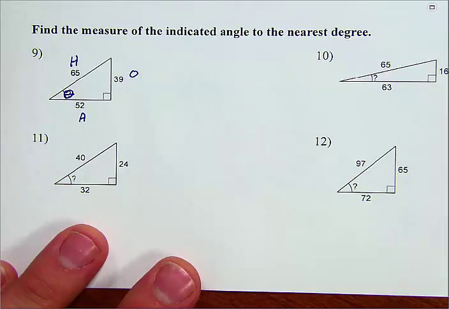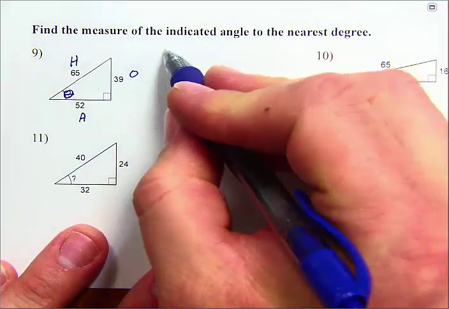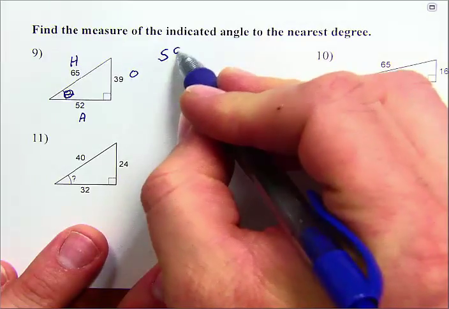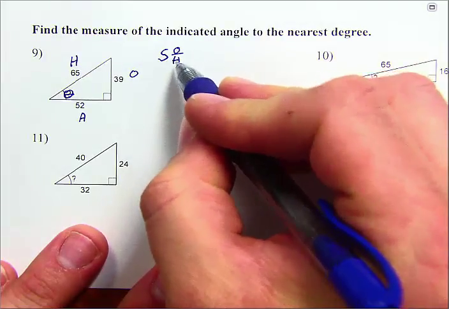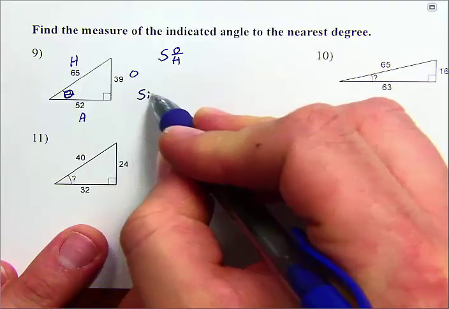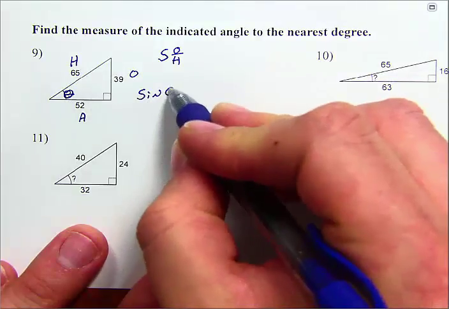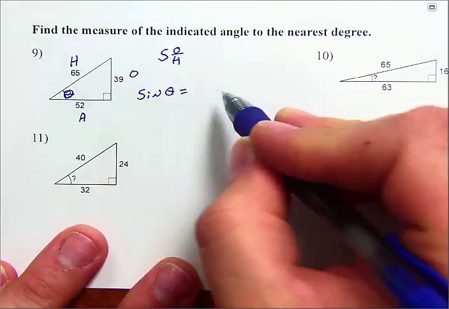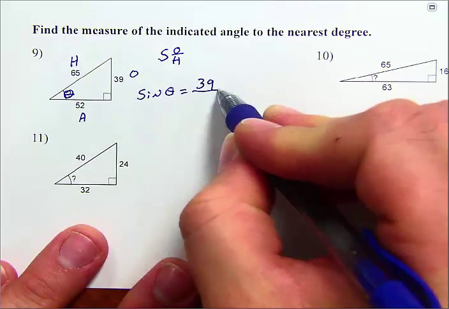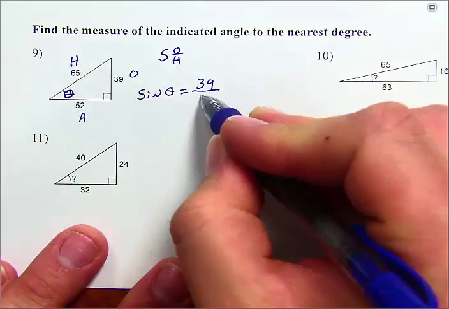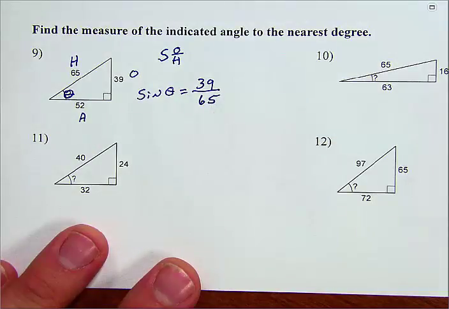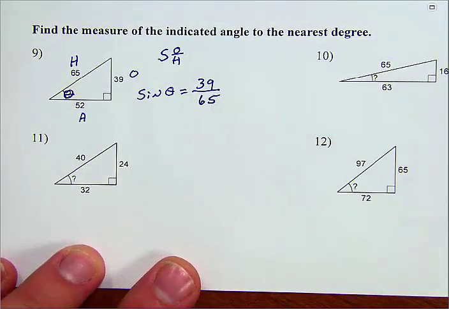So I'm just going to use sine, because I know all three sides, so sine is some old hippie, opposite over hypotenuse. So the sine of my angle theta is the opposite side, 39, over my hypotenuse, 65. And it's algebra time again.